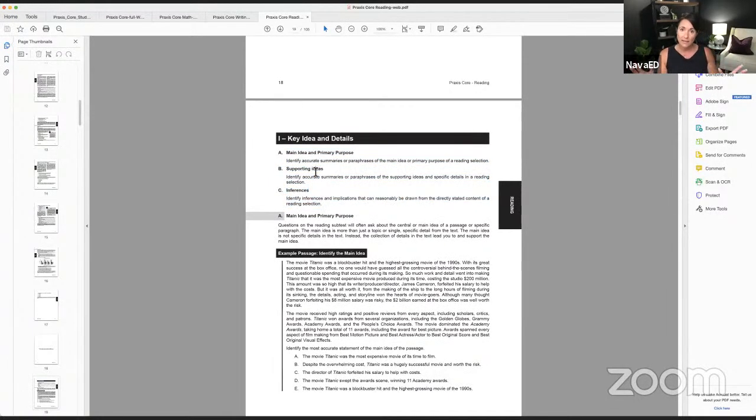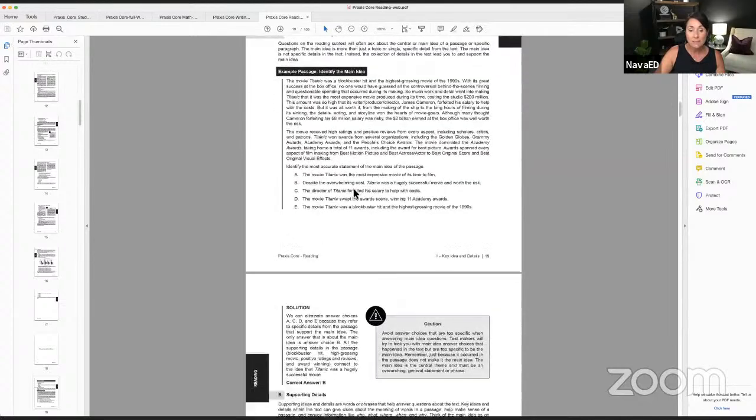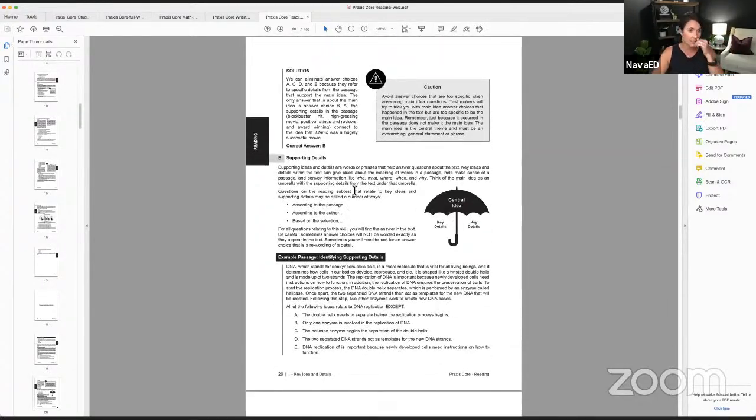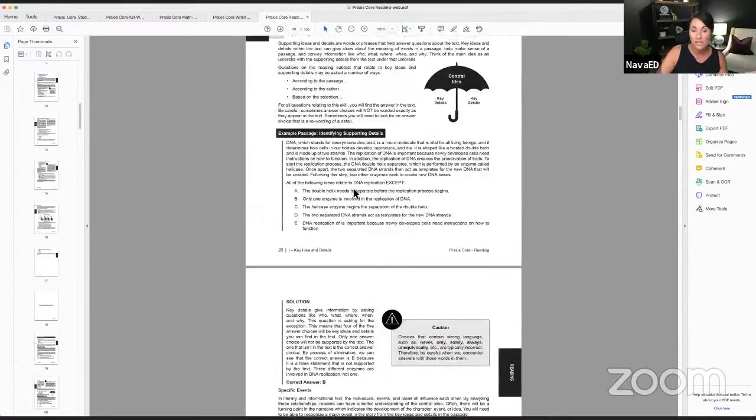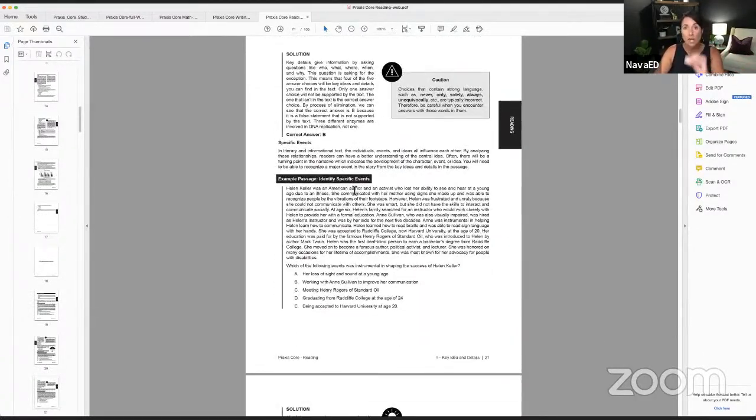Now here's the thing. ACT and SAT cover the exact same skills here. Every reading test covers key ideas and details. So that's main idea, that's supporting details, that's inference. All of that is key ideas and details. Then I have some sample questions, just like we did in the writing, the grammar and the math. There are some sample questions here that go with just key ideas and details, so make sure you take a look at those and evaluate that.